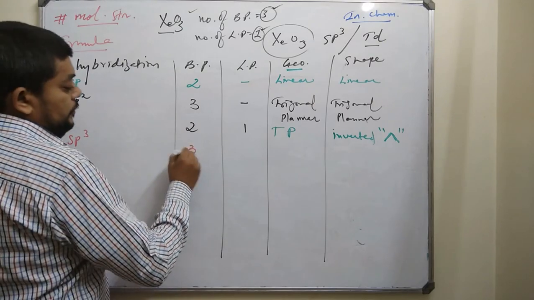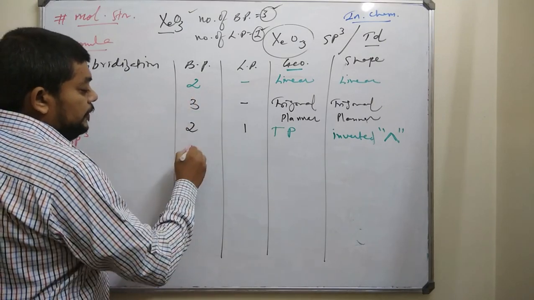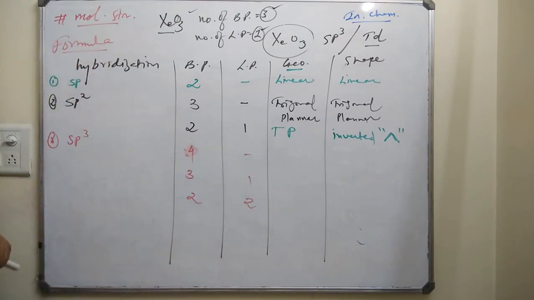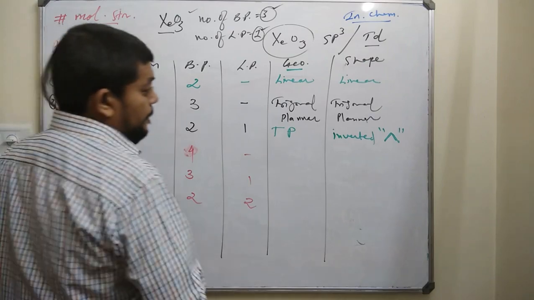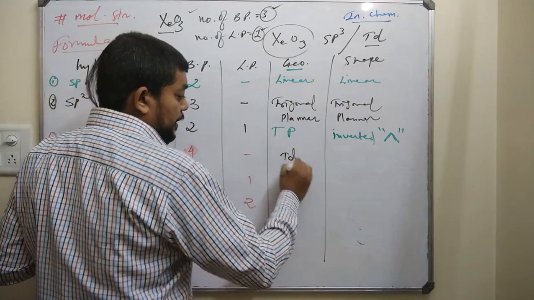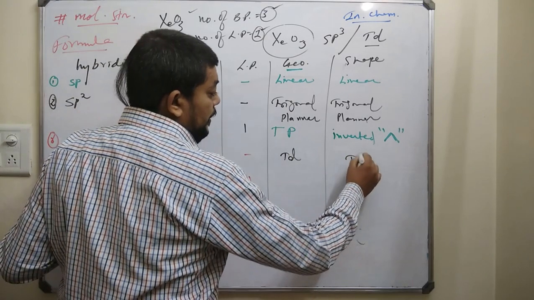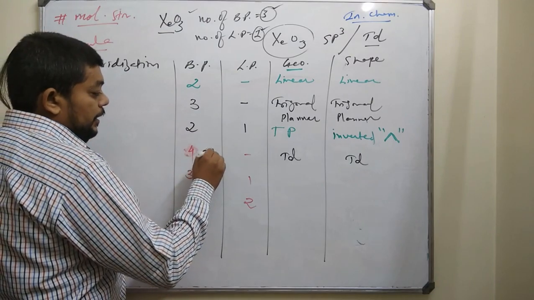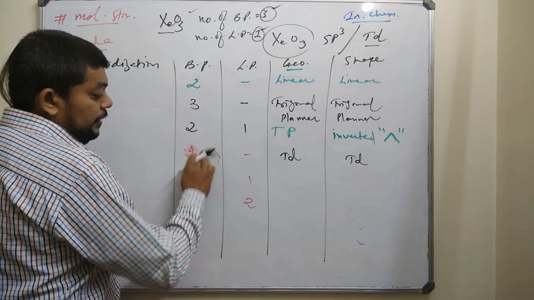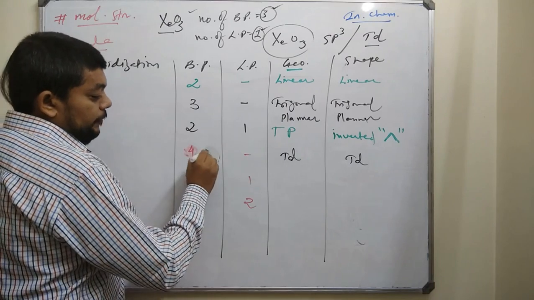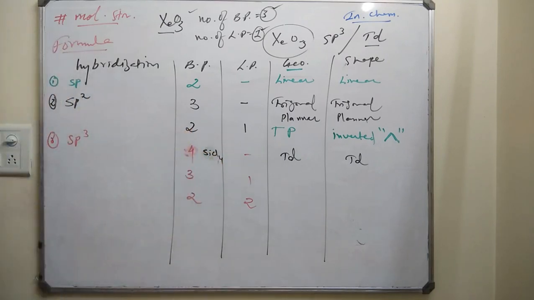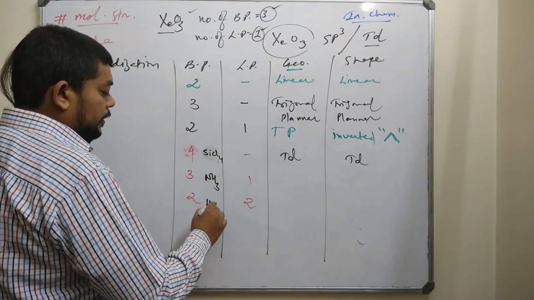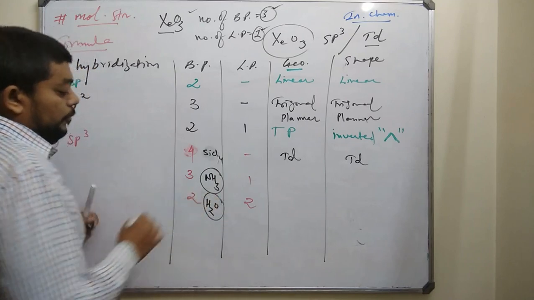You have three combinations over here. The first one is 4,0, 3,1 and 2,2. Whenever I say 4 and 0, the geometry will be tetrahedral, the shape will also be tetrahedral, and as it is inorganic chemistry, we will be asked to write an example which does not involve carbon, and therefore it will be SiCl4, silicon tetrachloride.